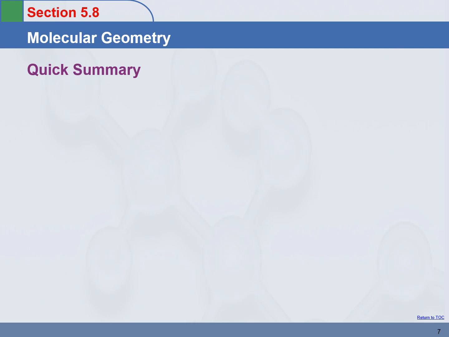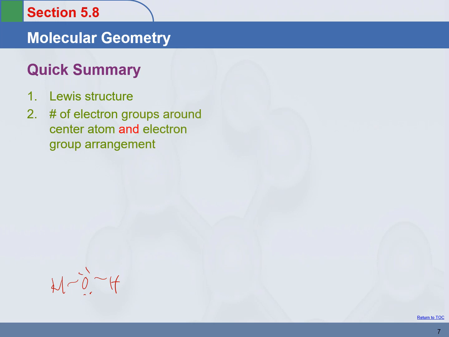Okay, let's have a quick summary to finish the procedures, or the pattern we use when you try to figure out the molecular geometry of a molecule. Number one, you draw the loose structure. Assume I draw a loose structure of water. That's the loose structure of water I have here. And then you do two things. Number one, figure out the number of electron groups around the center. And number two, predict the electron group arrangement.